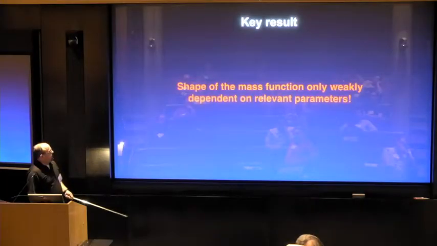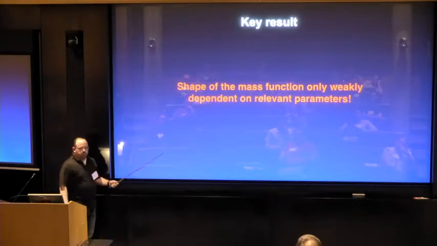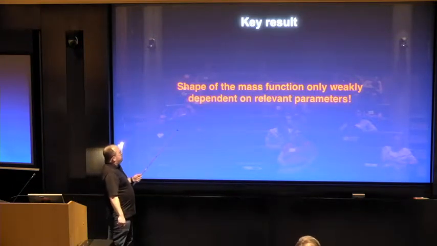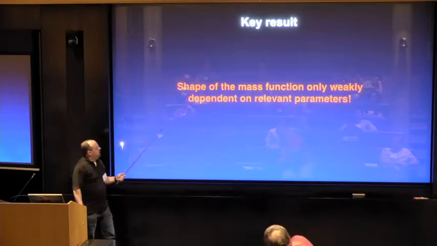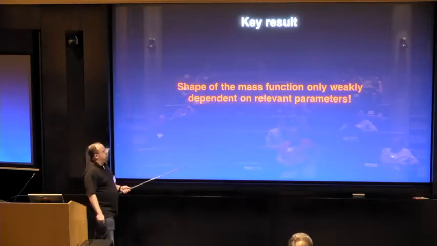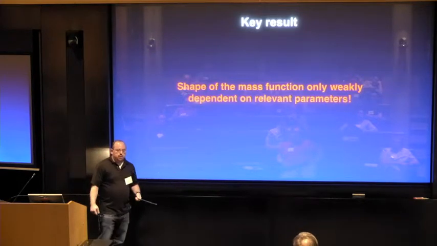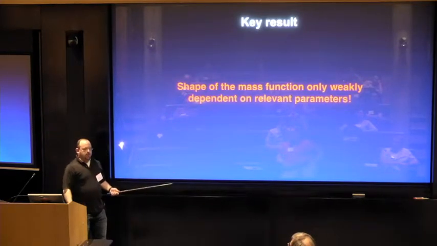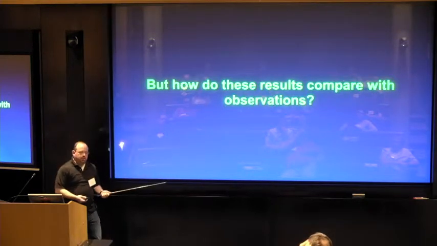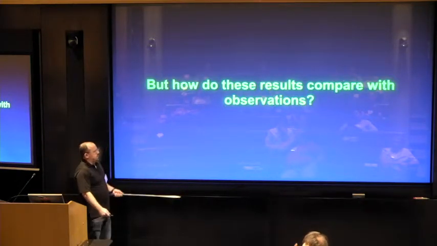Okay, but the point here is not so much what the value of p or p prime is. The point is that the shape of the mass function seems to be only weakly dependent on relevant parameters. So p or p prime doesn't seem to change much no matter what we change the parameters to. But how does this actually compare with observations? I've gone on and on about this, but that's all theory.